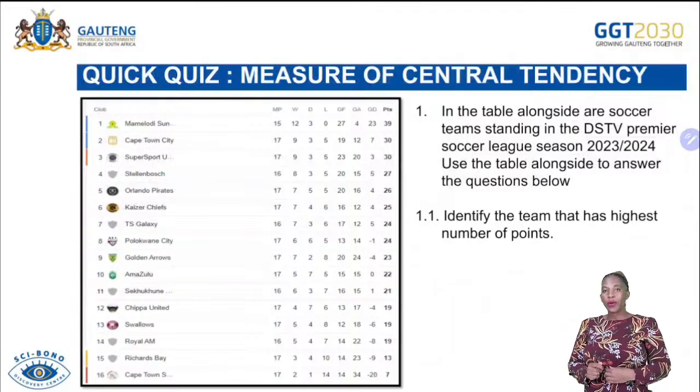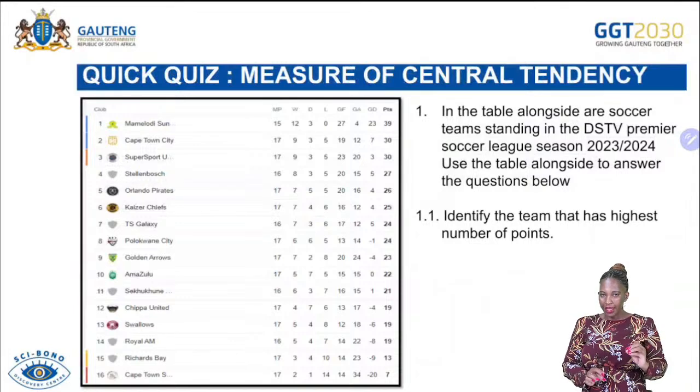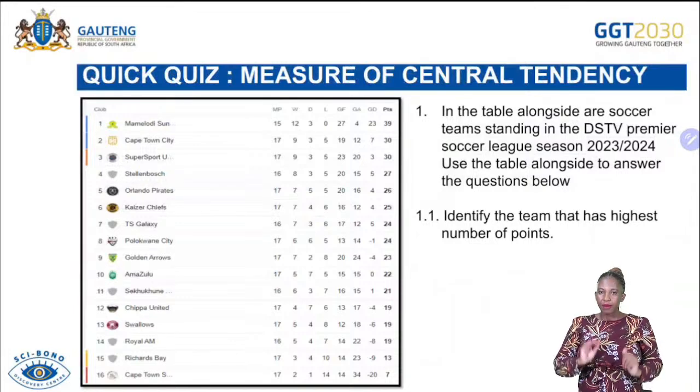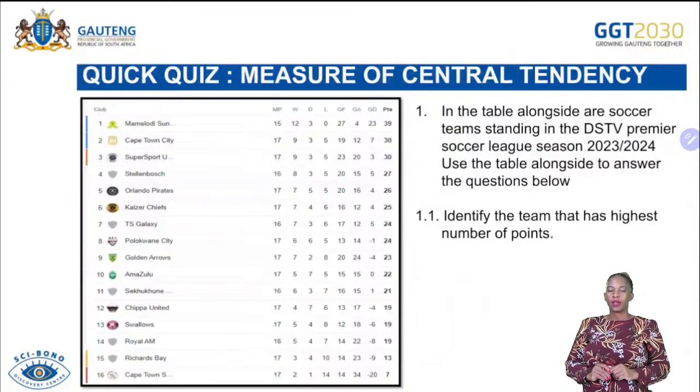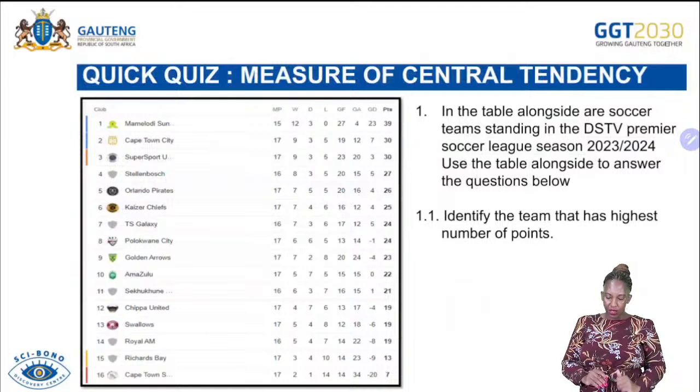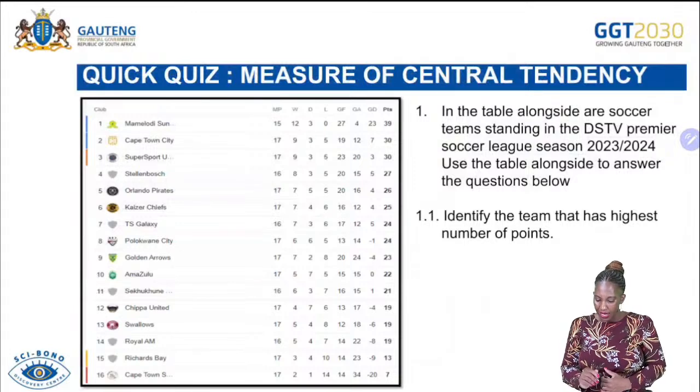Now let's do this quick quiz. It's so interesting. Look at the table. Remember, now in grade 12, you won't be given one set of data values. You will be given different sets. We compare different sets of data values. Now looking at this one, it says the table alongside shows soccer teams standing in the DStv Premier Soccer League season 2023-2024. Use the table alongside to answer the questions below.